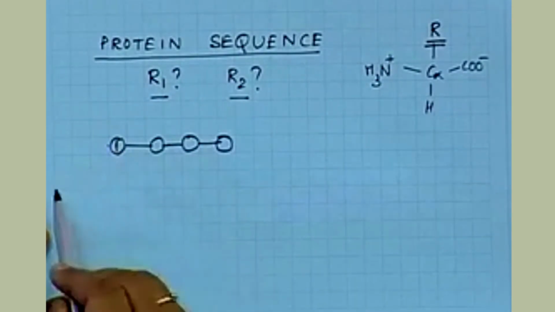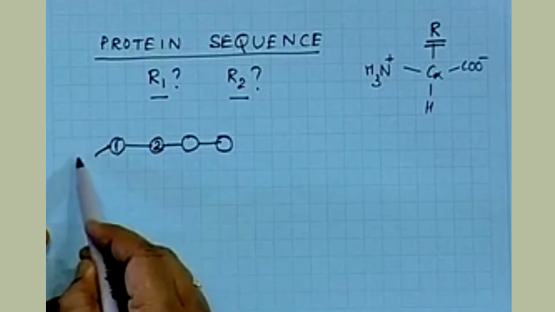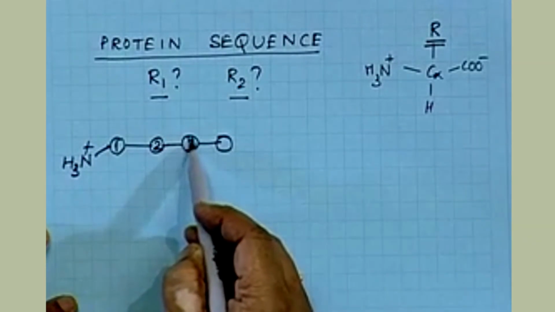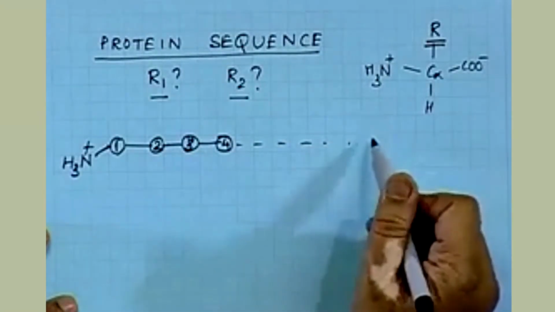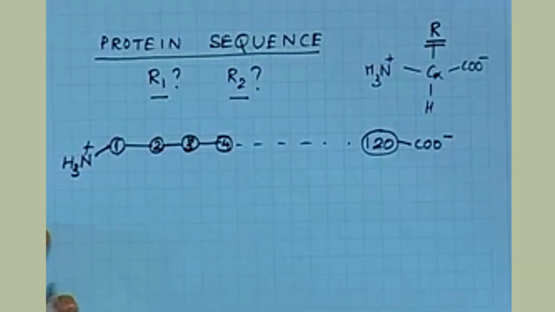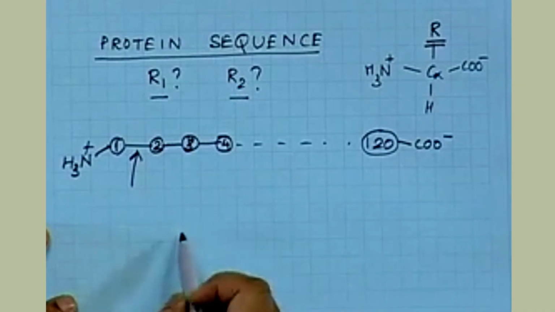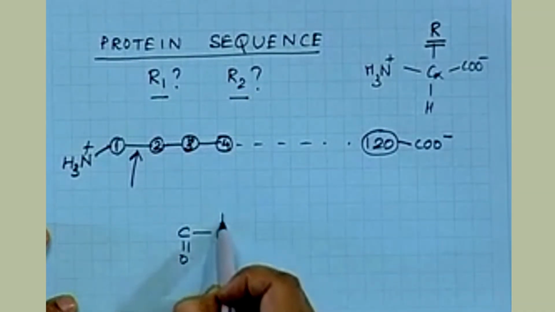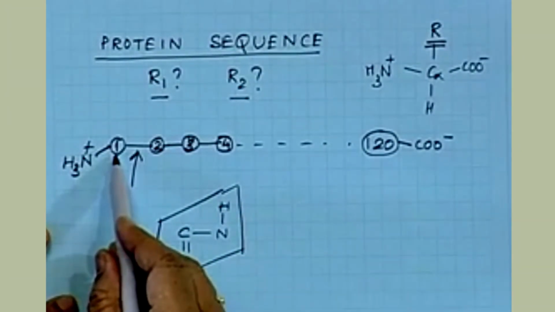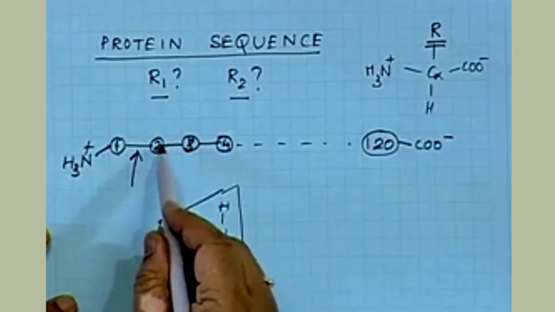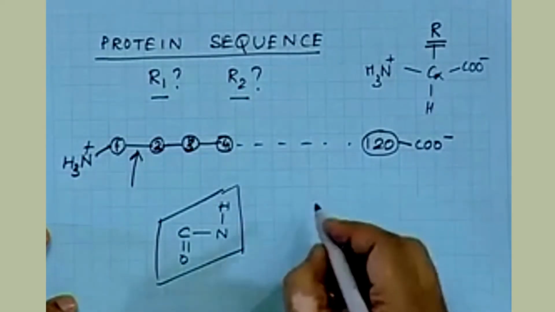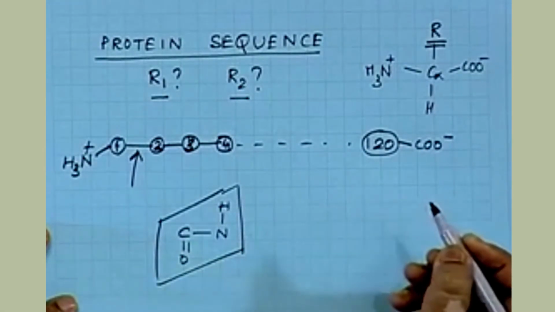So, if this is amino acid 1, this is amino acid 2, I know that this has to have the NH3 plus attached to it, then 3, 4 and so on, say to 120. I know that this has to have the COO minus attached to it, and I also know that these linkages are nothing but peptide bonds. So, if this is the information that I know, I just need to know what R1 is, what R2 is, what R3 is, what R4 is, and so on and so forth. This is why we just write either the 3-letter code or the 1-letter code.